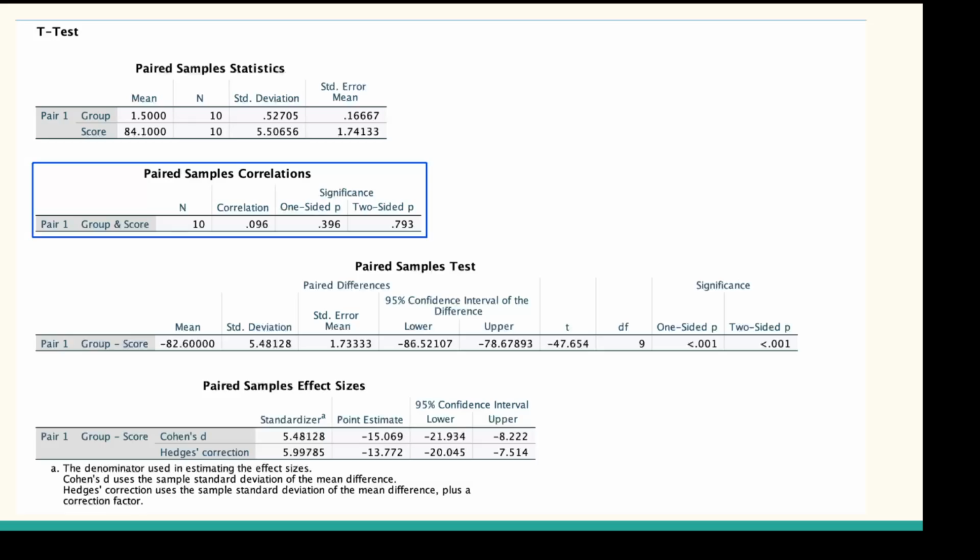And you can interpret Cohen's d values using general guides. A small effect would be around 0.2, a medium effect is around 0.5, and a large effect would be around 0.8 or higher. So for this case, 5.48128 is quite large, indicating a very strong effect size. This suggests that the difference between the paired samples is substantial.